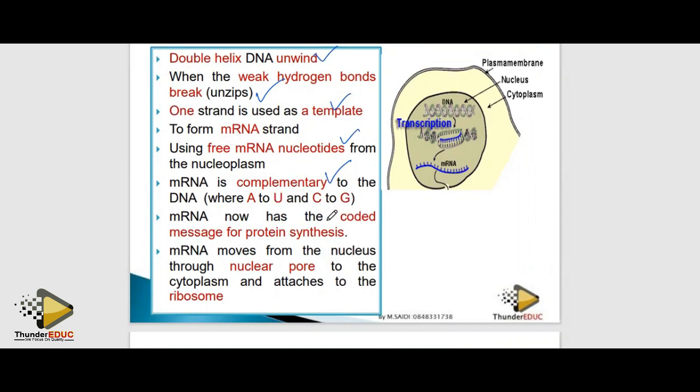So now messenger RNA has the coded message for protein synthesis, and then it moves out of the nucleus via the nuclear pore and goes to the ribosome where it attaches itself. So you get the marks, get all the marks. The reason why this book is changed in different color is so that you know exactly where the marking point is.